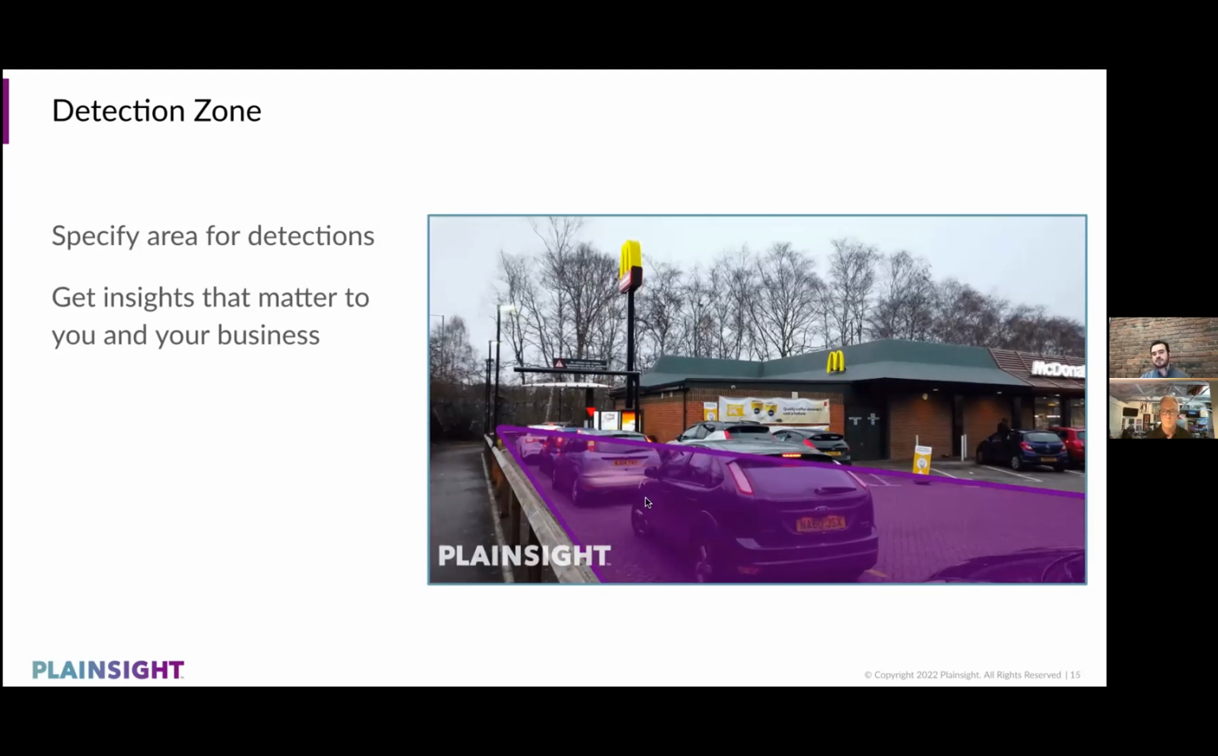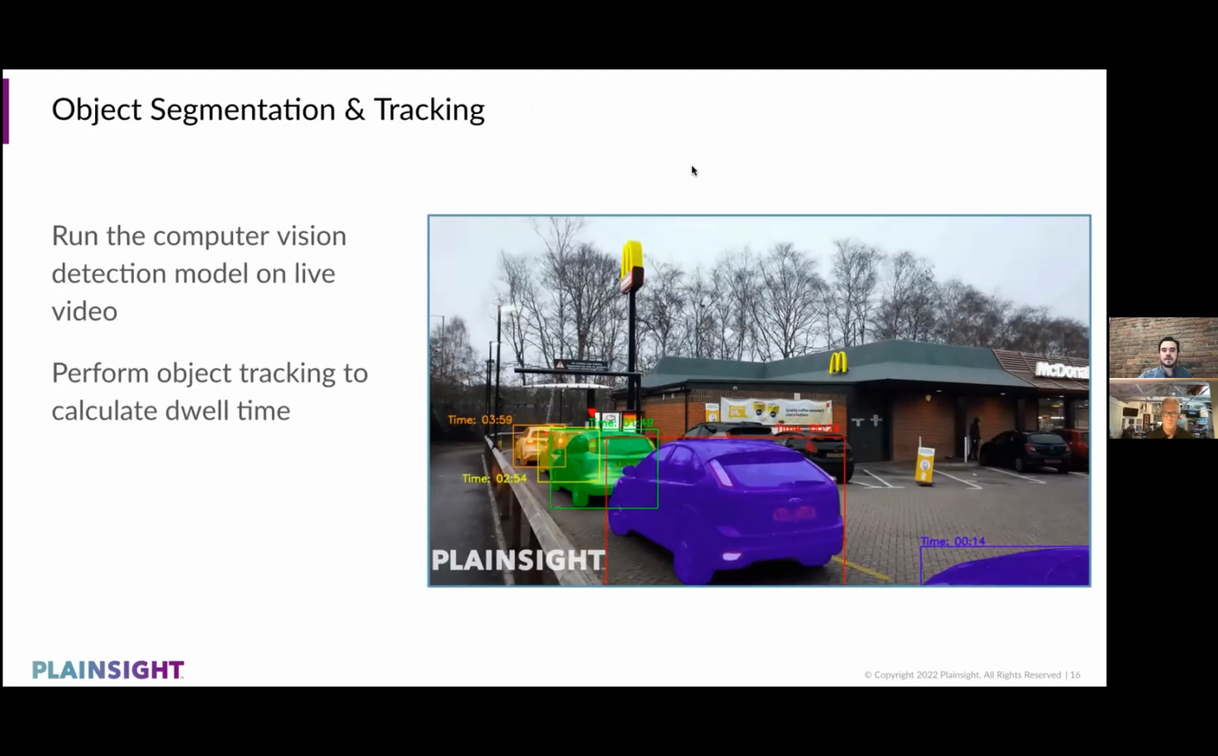So what we can do is draw out an area saying we only want to start tracking and detecting cars if they fall within this pixel range of our video feed. That's a way you can make sure you're getting the right insights that matter to your business, not just a bunch of noise in the background of the video, and specifically in this use case. So once we have that area mapped out, we will then want to run our computer vision detection model on that live video here.